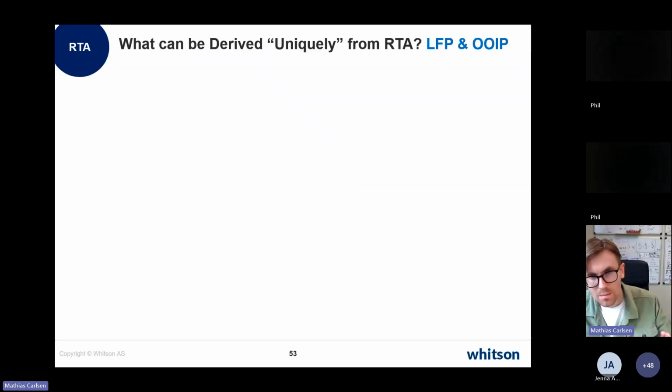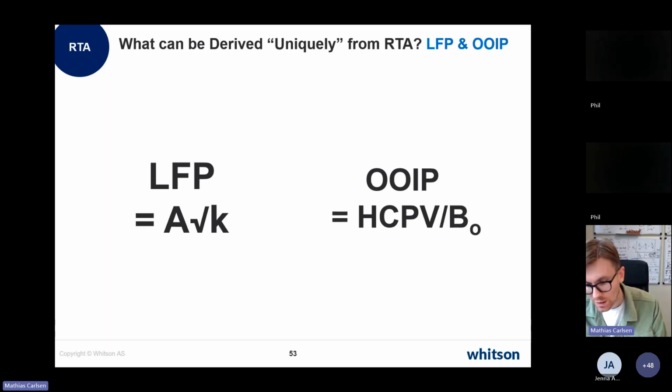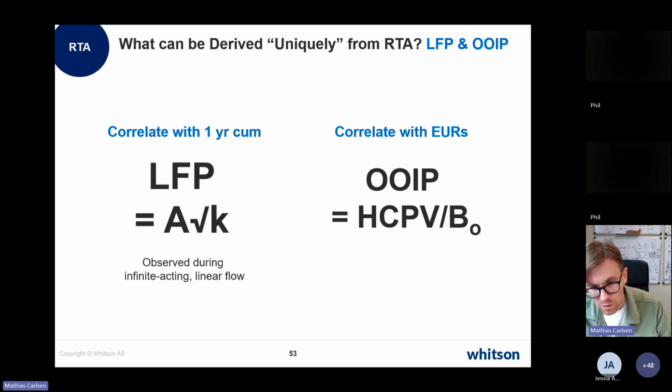So again, RTA, we repeat this a second time. We can uniquely derive an A root K and a contacted pore volume. Typically the A root K part correlates with one-year cums, and the contacted pore volume will correlate with UR. The A root K is something we observe during infinite acting linear flow, and to really quantify the contacted pore volume is something we observe during boundary dominated flow.